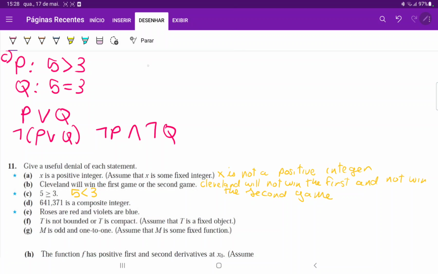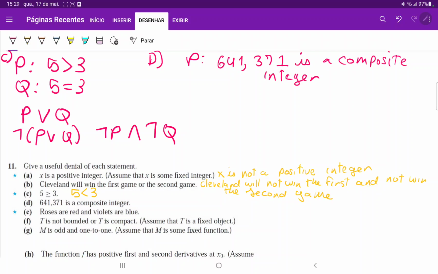Let's look at item D. We have 641,371 is a composite integer. For item D, we just have that P is the proposition 641,371 is a composite integer. Because our propositional form is just P, the denial is just not P. So we say that it is not a composite integer.